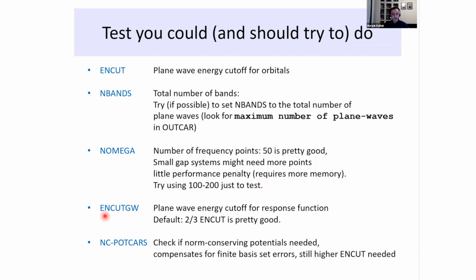Now, 2 more tags which might be important in GW. So this is a cutoff for the polarizability. The property that the polarizability, also called response function, has is that it converges faster with the cutoff. So this is why the default value is smaller than the cutoff for the orbitals. And what also might be important for extremely accurate calculations is that you maybe need to use norm-conserving potentials. But bear in mind that the corresponding cutoff is larger than standard GW potentials.